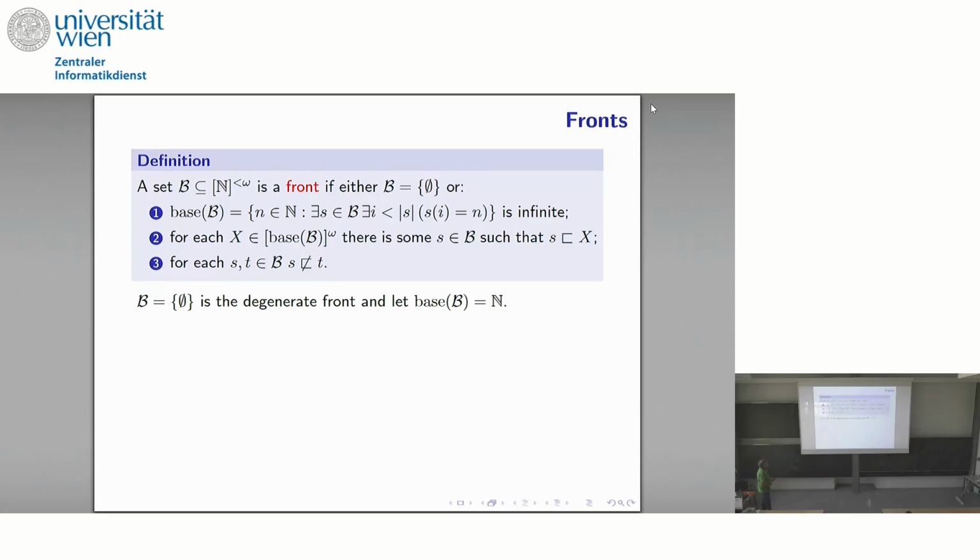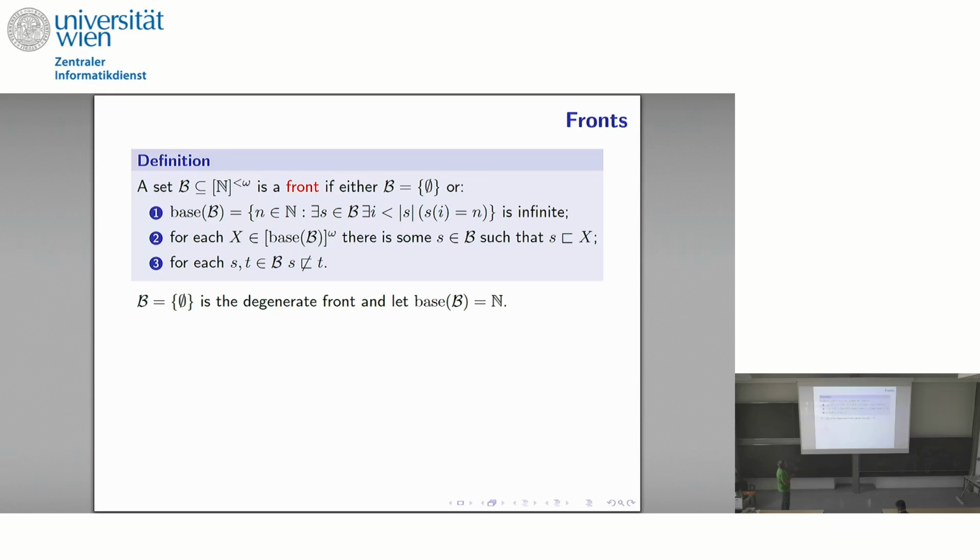So let me introduce this slightly larger notion first, which is the notion of a front. This is a set B of finite strictly increasing sequences of natural numbers, which are identified with finite sets of natural numbers. This is a front if either it contains only the empty set, or the base of B, which is the set of numbers which occur in some elements of B, is infinite; for any infinite subset of this base, you have a prefix which stays in the set B; and no pair of elements in B is such that one is a prefix of the other. So the prefix in 2 is unique, actually.